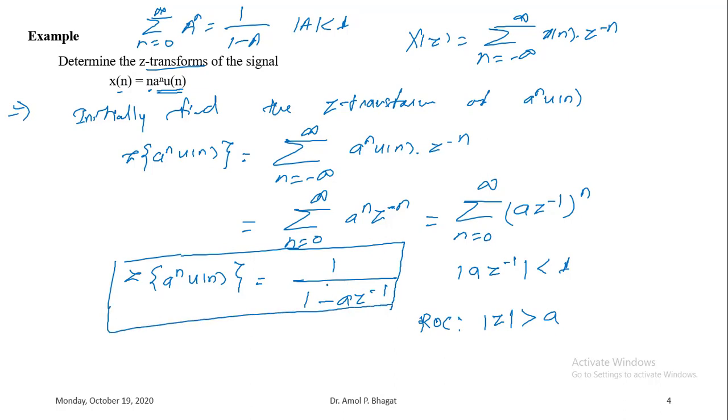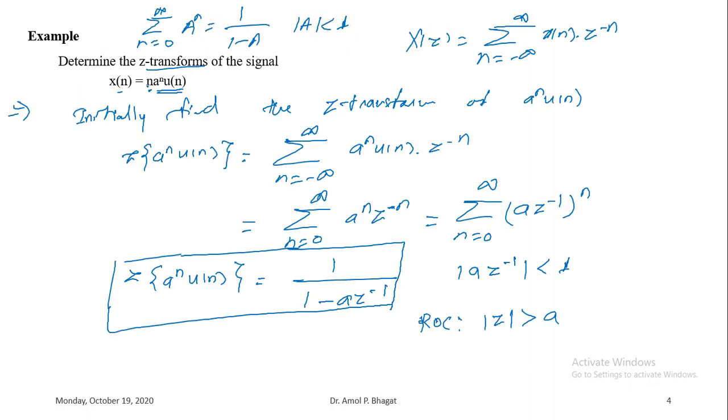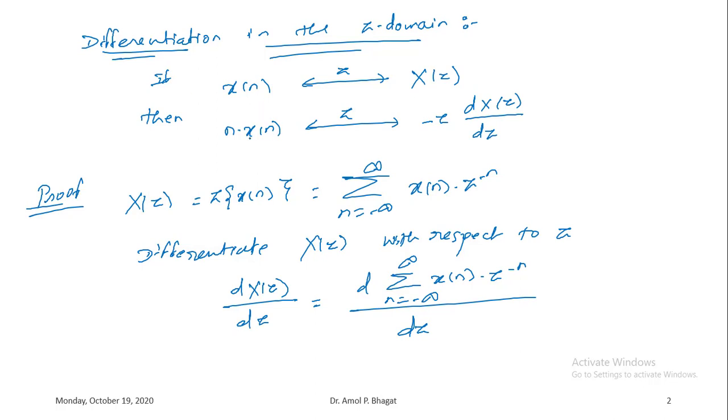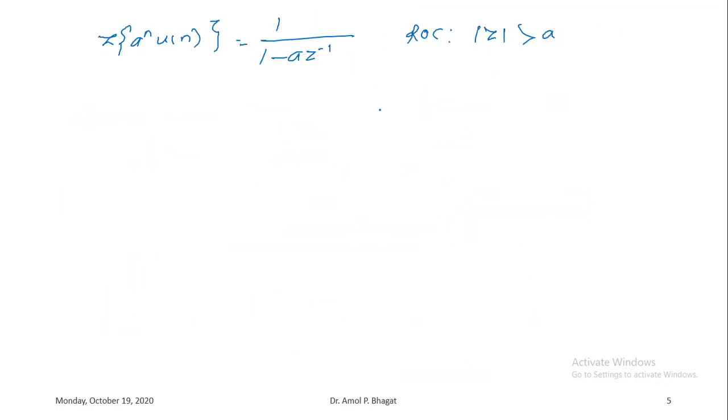Okay, so now we'll use this differentiation in the z domain property. So a to the power n u of n, we determined its z transform: 1 upon 1 minus a z inverse with ROC mod z greater than a. So by using the differentiation in the z domain property, we will determine n into a to the power n u of n's z transform. As per this property, n into this will be minus z into the derivative of that.